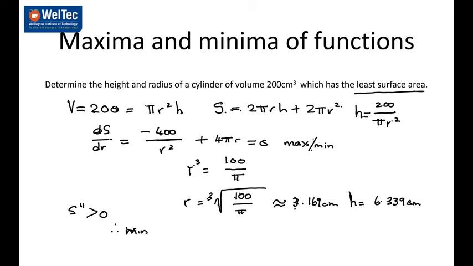when r is equal to 3.169 and h is 6.339. Now that's interesting. That's a cylinder whose diameter and height are the same. So that's the shape of the cylinder that's going to actually give us the least surface area.